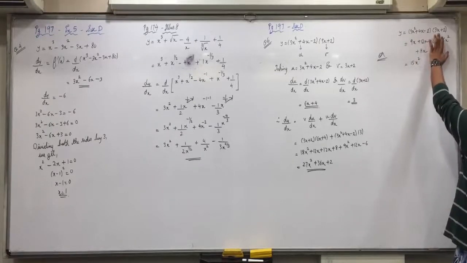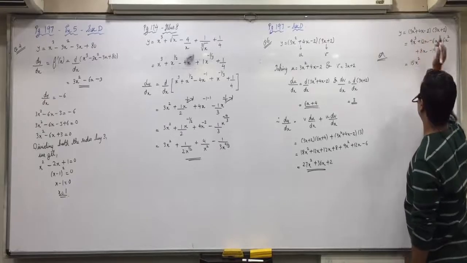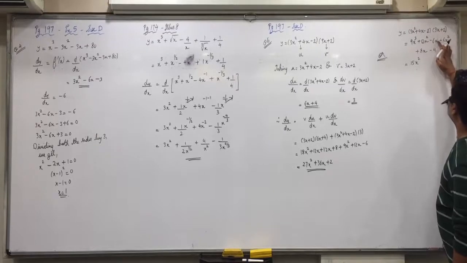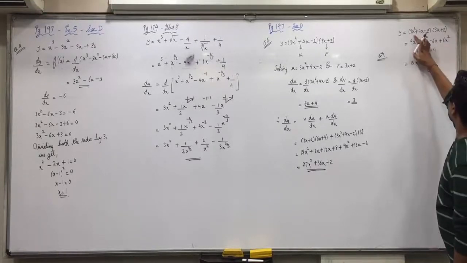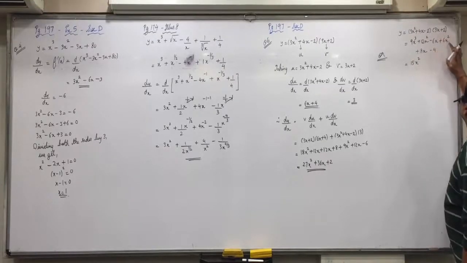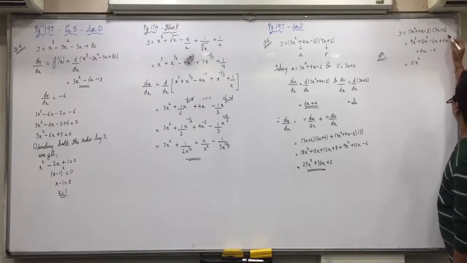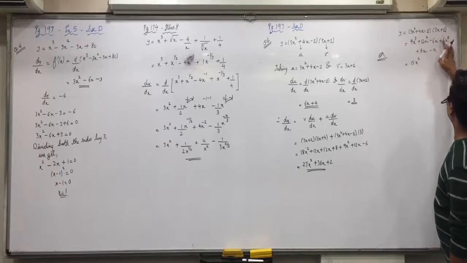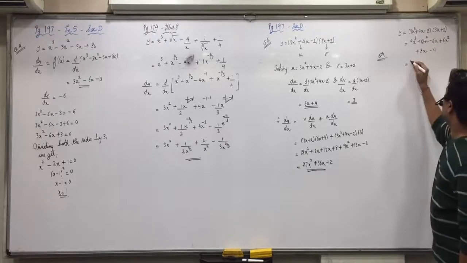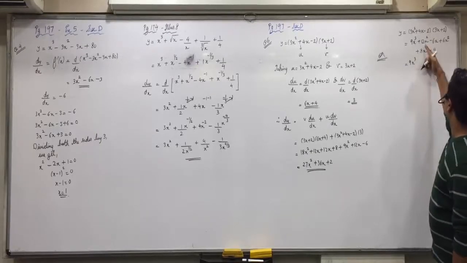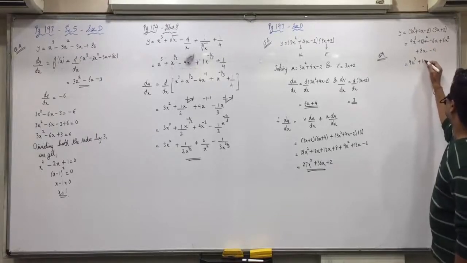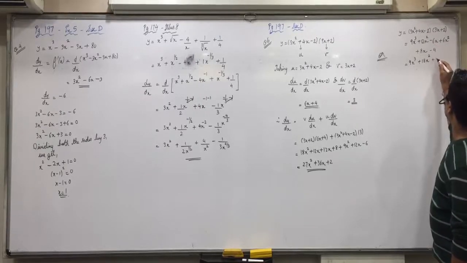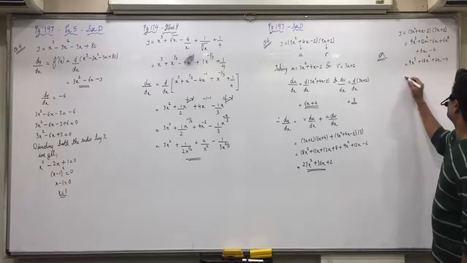3x² into 3x will be 9x³. 4x into 3x will be 12x². 2 into 3x is 6x. 3x² into 2 is, no, 6x². 4x into 2 is 8x and minus 2 into plus 2 is minus 4. Now 9x³ as it is. 12x² plus 6x², 18x², minus 6x plus 8x, plus 2x, minus 4.